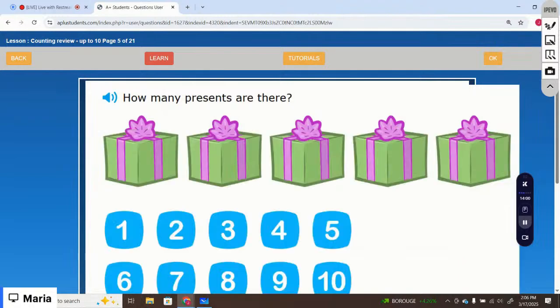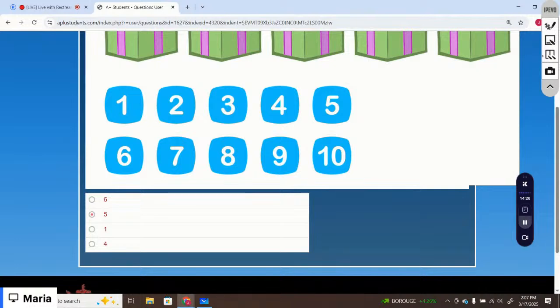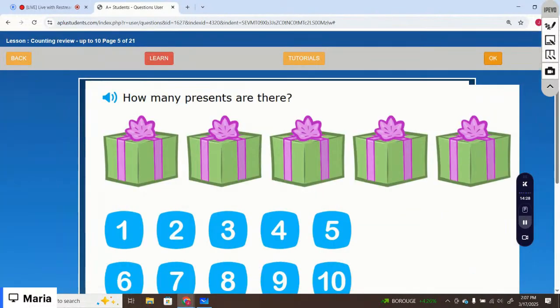How many presents are there? Which is the correct option? There are 5 presents. The correct option is 5. Option number 2 is the correct option.